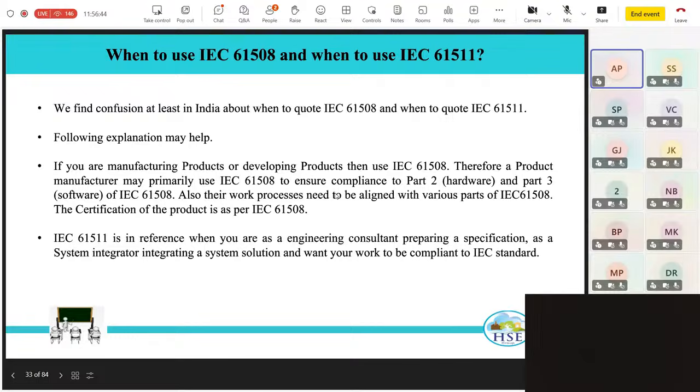Now, IEC 61511 is the reference when you are an engineering consultant preparing a specification, or a system integrator integrating a safety solution or system solution, and you want your work to be compliant to IEC 61511.